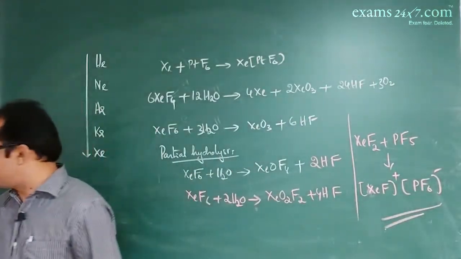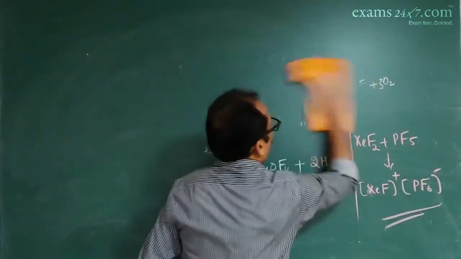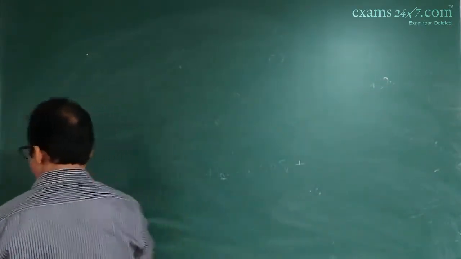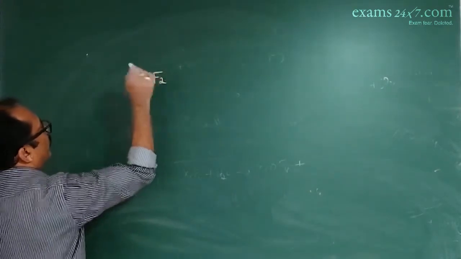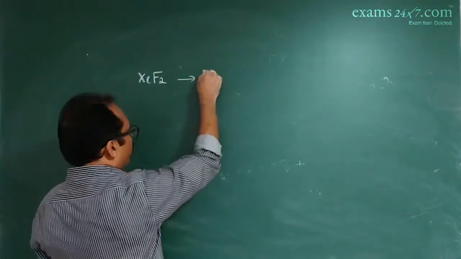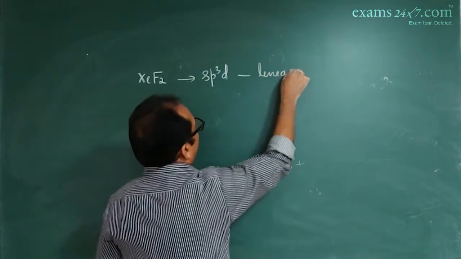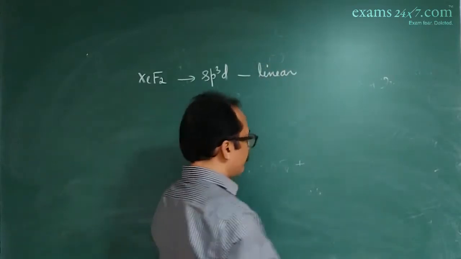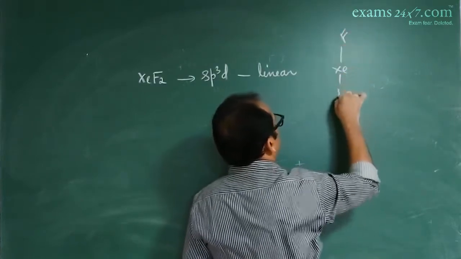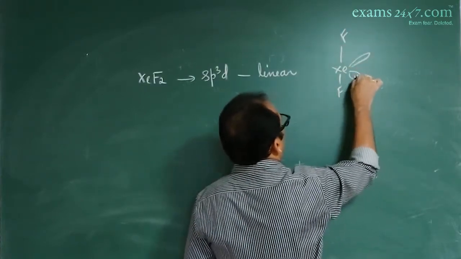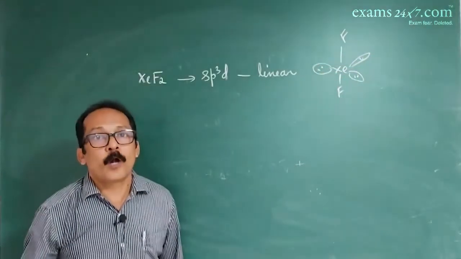Now, so about the compounds of xenon with fluorine as well as oxygen. Now, first one, xenon difluoride. This is an example for sp3d hybridization. Geometry is linear. Now, xenon, 2 fluorine atoms, and these hybrid orbitals contain 3 lone pairs. There are 3 lone pairs and 2 bond pairs.